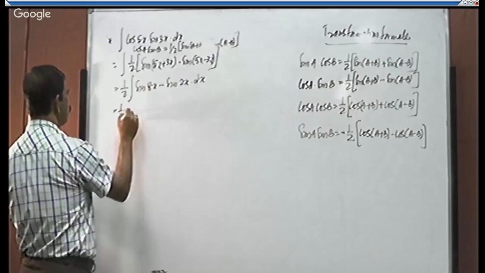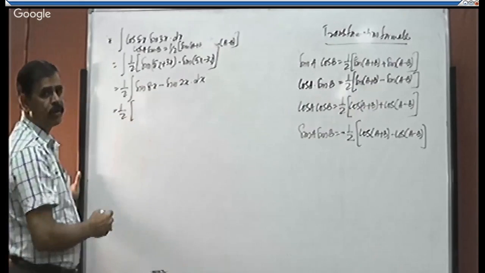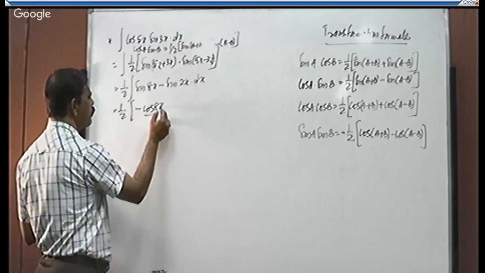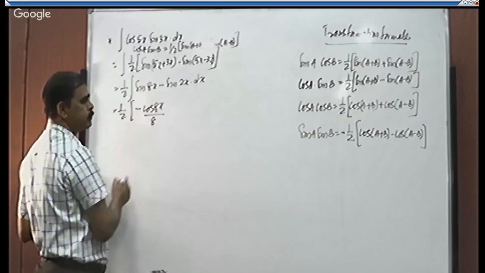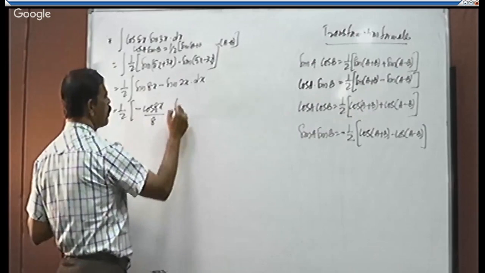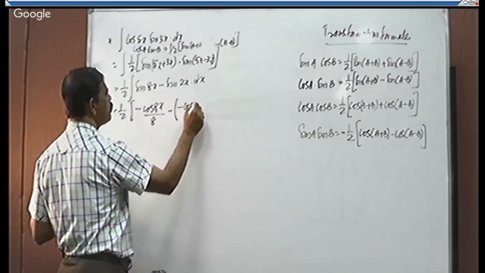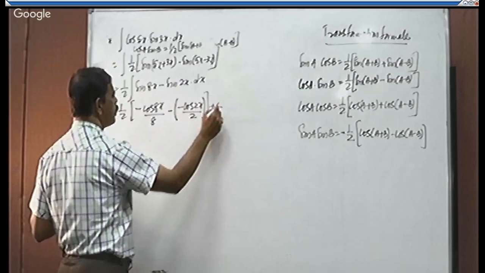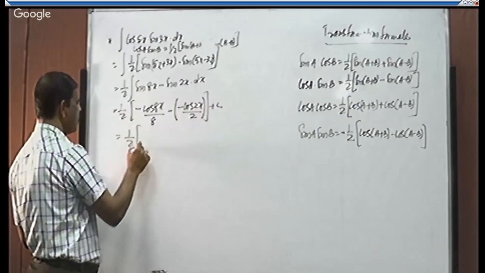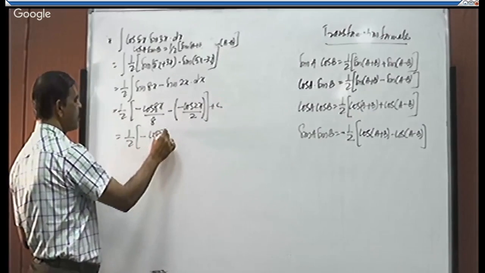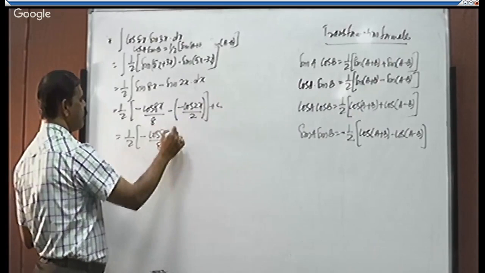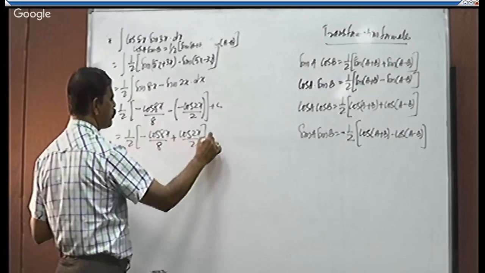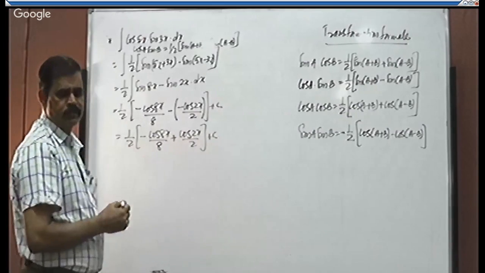It is 1 by 2 into integration of sine 8x, which is minus cos 8x divided by the x coefficient. The x coefficient is 8. Minus integration of sine 2x, that is minus cos 2x divided by x coefficient 2, plus c. That is 1 by 2 into minus cos of 8x by 8 minus of minus, plus cos of 2x divided by 2, plus c, right?